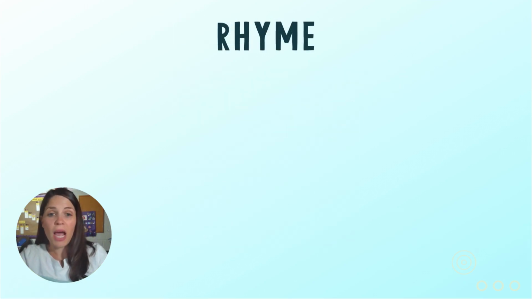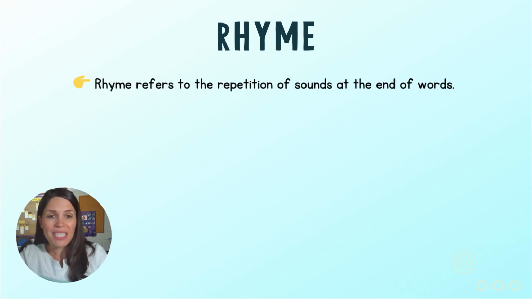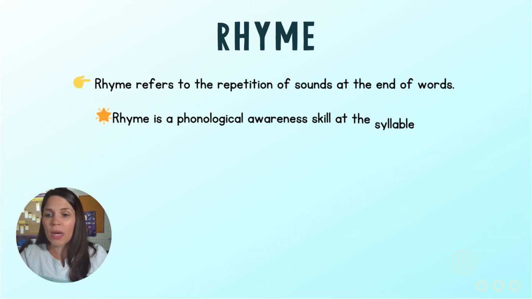So let's start with rhyme, R-H-Y-M-E. This rhyme refers to the repetition of sounds at the end of words. So when words rhyme, they share the same ending sound, starting from the vowel sound through the end of all the consonant sounds within that word or syllable. Now, this is a phonological awareness skill at the syllable level. So let's take a look at some examples.